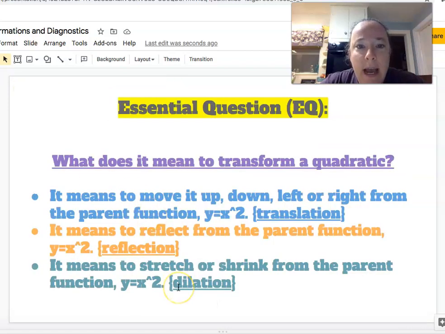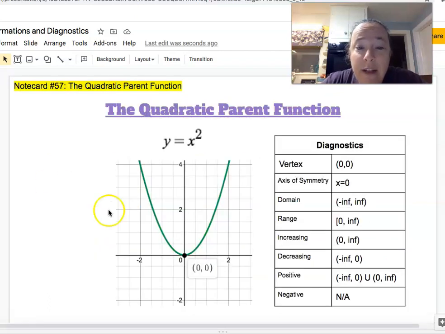All right, now, I want to answer the essential question. What does it mean to transform a quadratic? It means to move it up, down, left, or right from the parent function that we just talked about, and that's called a translation, when we just move up or down, left or right, okay? It means to reflect from the parent function, y equals x squared. That's called a reflection. A reflection of this would be where it opens down.